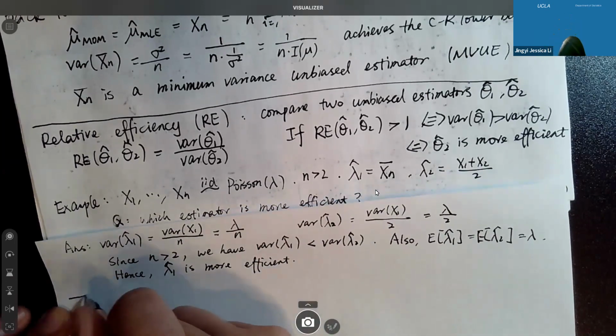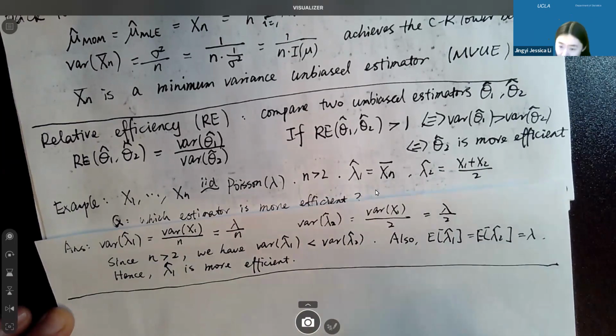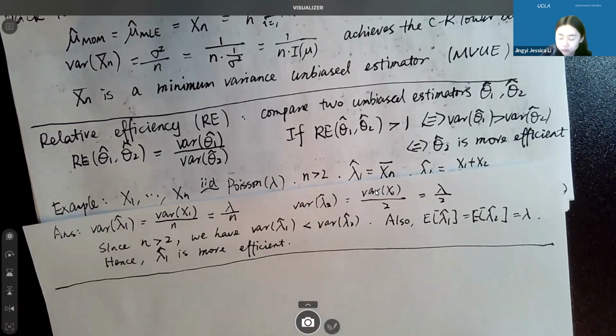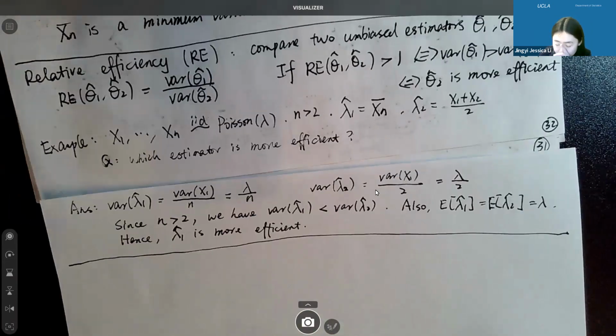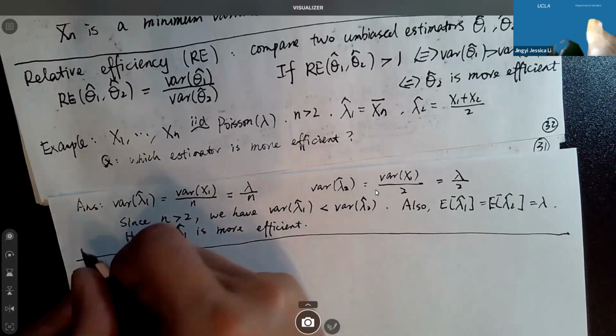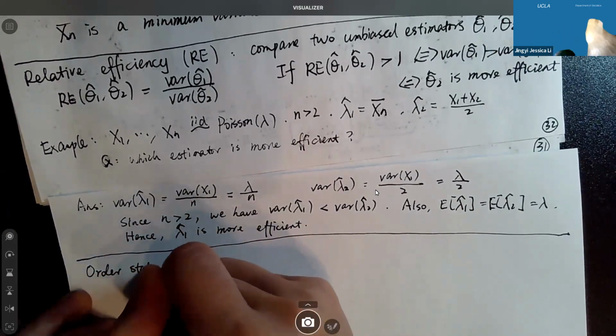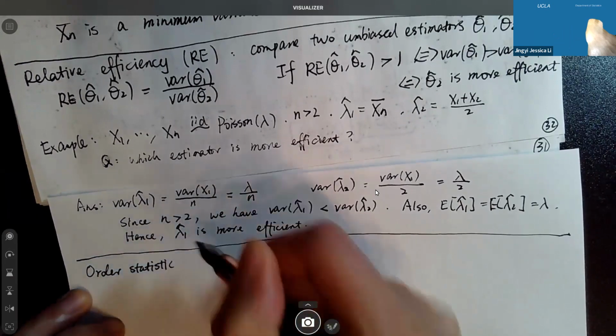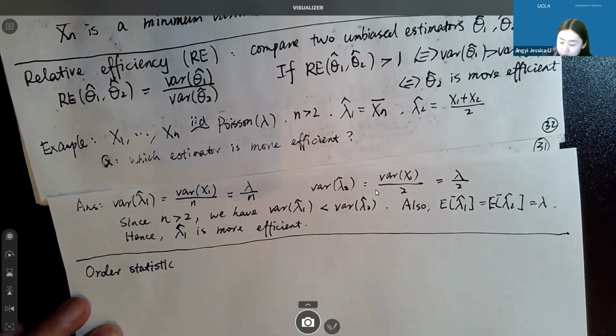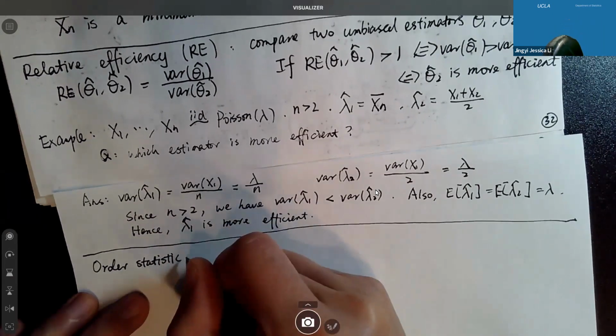And for the next part, I'm going to talk about a question we postponed from the last homework, problem 4b, regarding the distribution of an order statistic. Okay, so this is the topic I will first talk about today, the order statistic. Specifically, we are going to talk about the minimum and the maximum of a random sample.